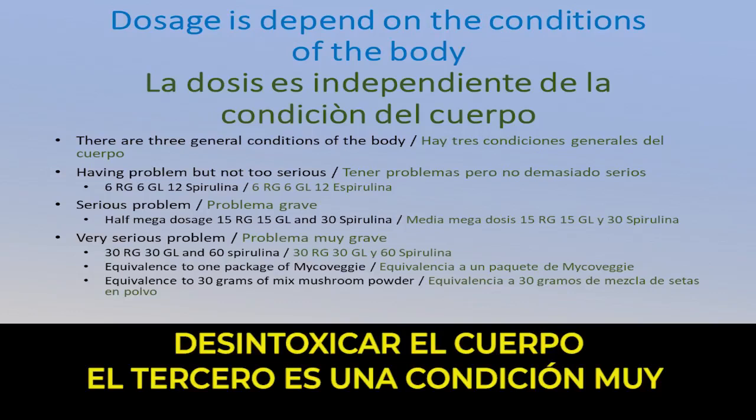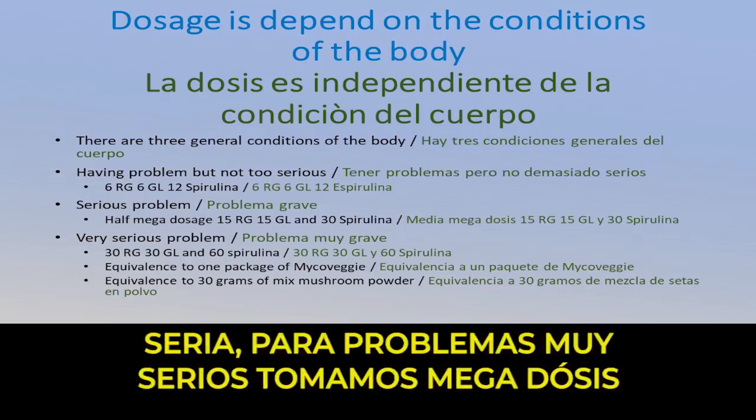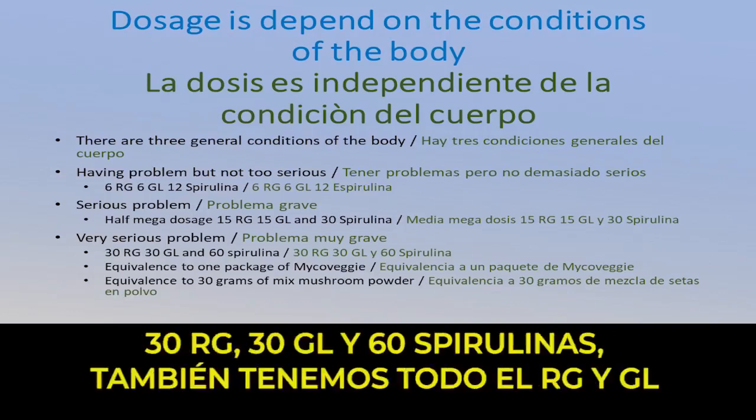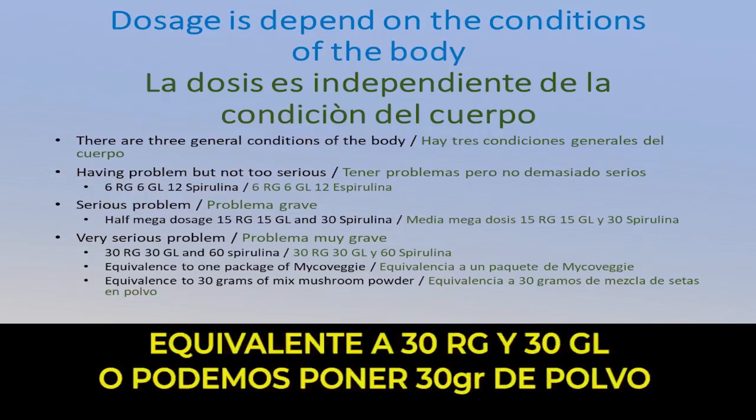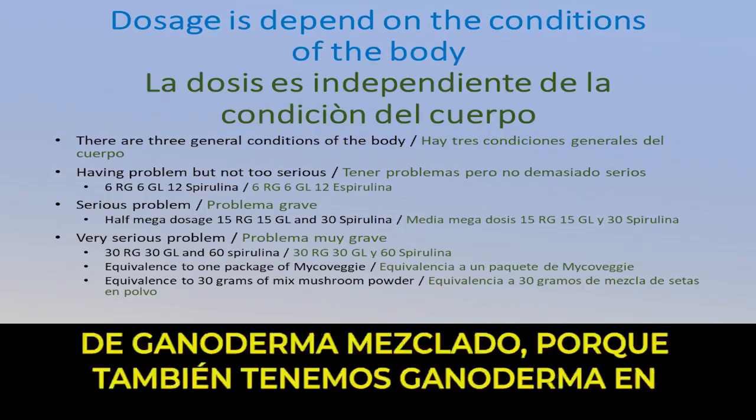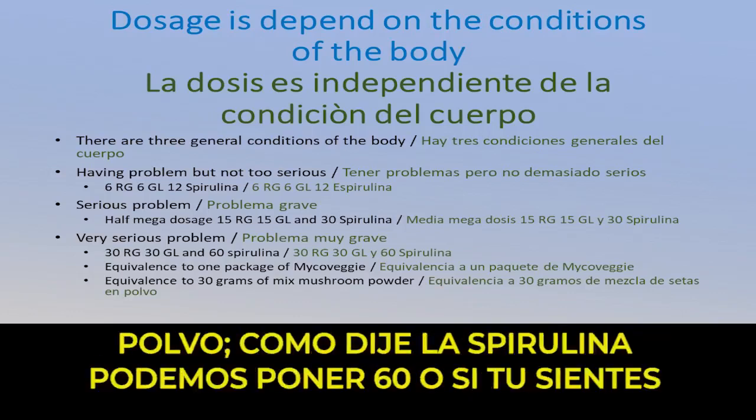Thirdly is the very serious problem. For a very serious problem, you close your eyes and go for the mega dosage. Okay, like this, 30 Rg, 30 GL, and 60 spirulina. Then we also put all the Rg and GL into a package of micro-VG, you know. So one package of micro-VG is equivalent to 30 GL and 30 Rg. Or we can put 30 grams of mixed mushroom powder. We do have mushroom powder.